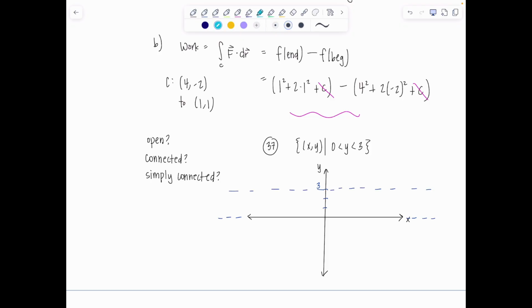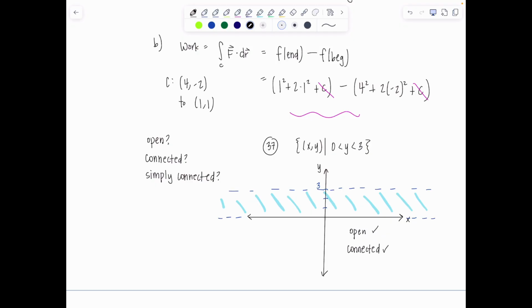So the region is everything in between those two dashed lines, okay? So let's ask the question, is it open? Can you draw a disk around any point in the region that stays entirely in the region still? Yes, right? So it's open. Is it connected? Can you get from any point in the region to any other point in the region by staying in there? Yes.